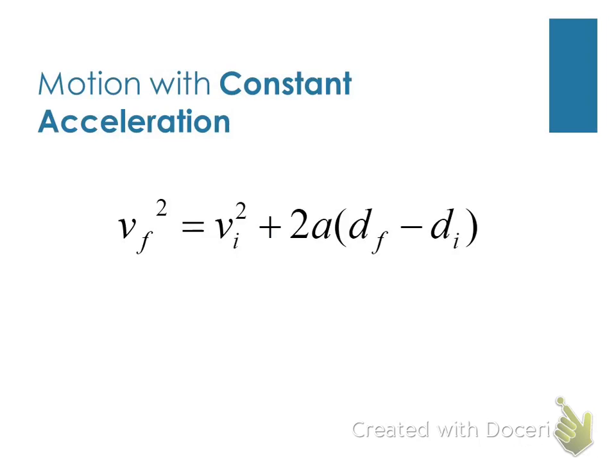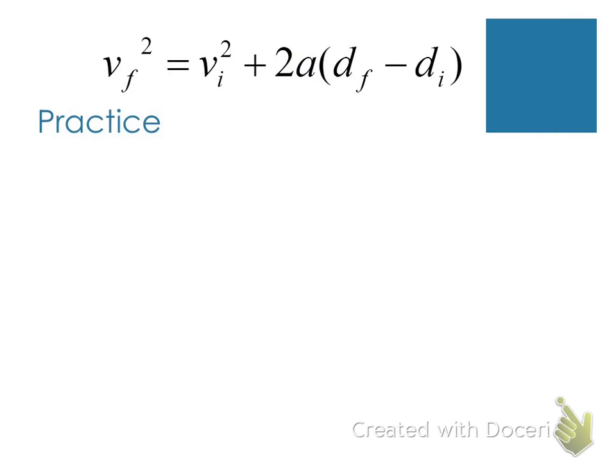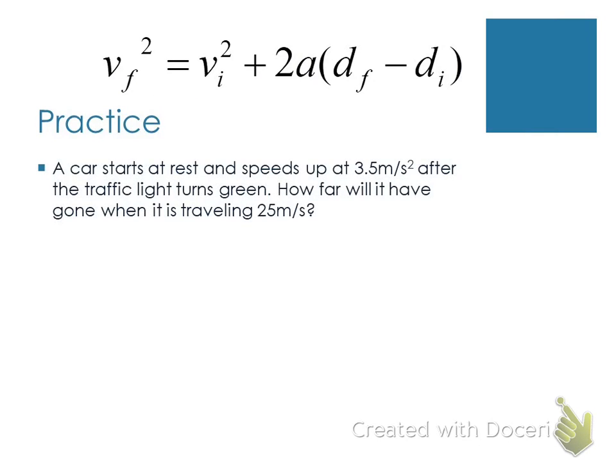So what variable is missing from this equation? Time. This equation allows us to solve for displacement or velocity or acceleration without having time. So if we're not given time in our problem, this is the one we should use. Let's try one and then we'll go downstairs. A car starts at rest and speeds up at 3.5 meters per second squared after a traffic light turns green. How far will it have gone when it's traveling 25 meters per second?